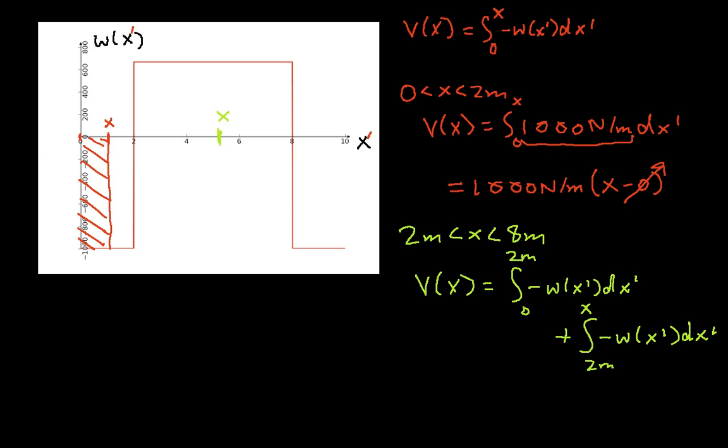Well, I know from my computations up here that the integral from 0 to 2, which is what I have here, is just v of 2 meters. And from my expression up here, which applies at 2 meters, this will be 1,000 newtons per meter times 2 meters, which is 2,000 newtons. So this term up here is going to be 2,000 newtons, leaving me with only the term down here.